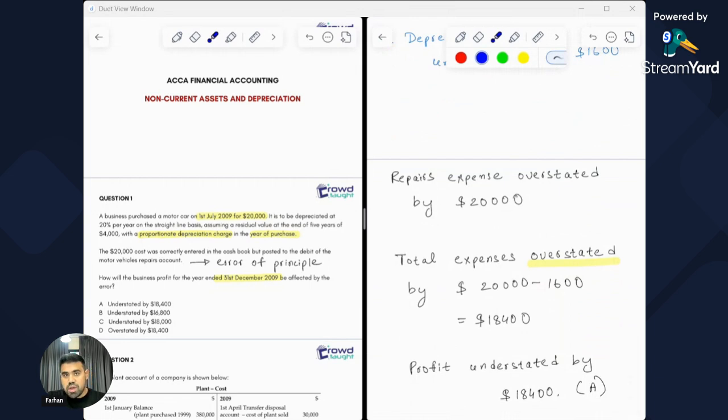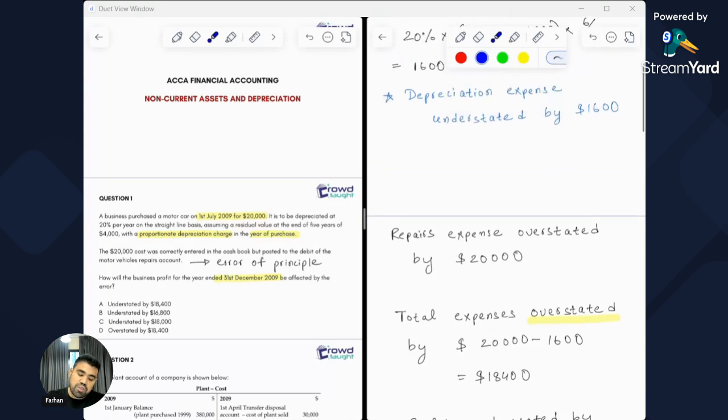Now, repairs expense is overstated by $20,000 because of the error of principle that we have made, where we have shown the cost of the non-current asset as an expense. So if the repairs expense is overstated by $20,000 and the depreciation expense is understated by $1,600, the total effect of both these mistakes would be that total expenses are overstated by the difference between $20,000 and $1,600, which is $18,400.